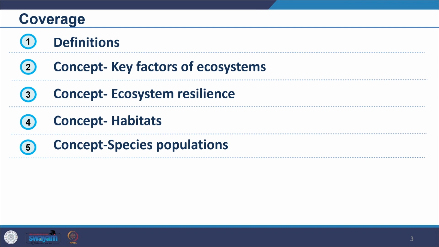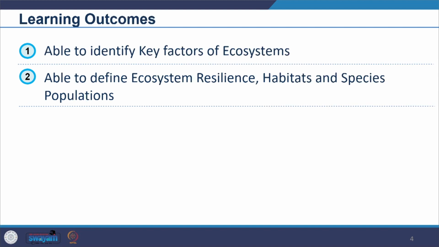Then we'll look at the terminology habitat and what our concern should be, and then we'll look at species population, what it means and how we take care of it. Accordingly, our learning outcomes are that after completion of this session, you should be able to identify key factors of ecosystems, and define ecosystem resilience, habitat, and species population.